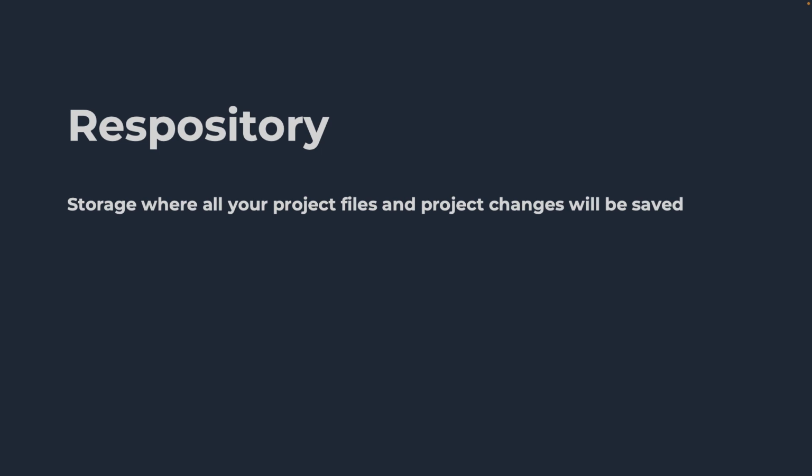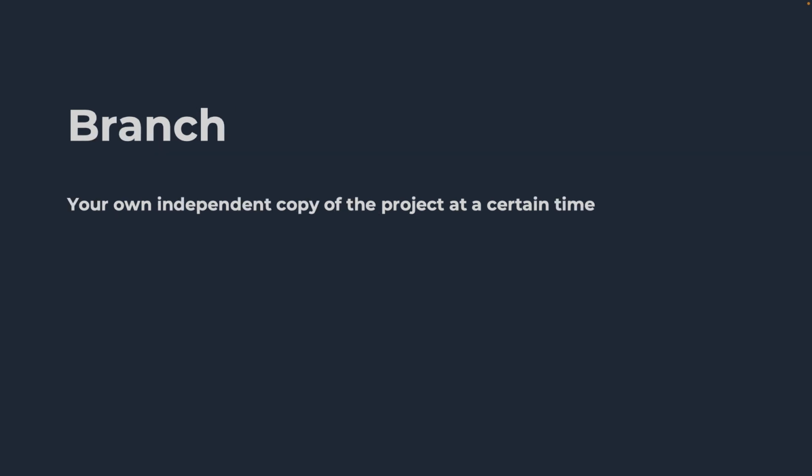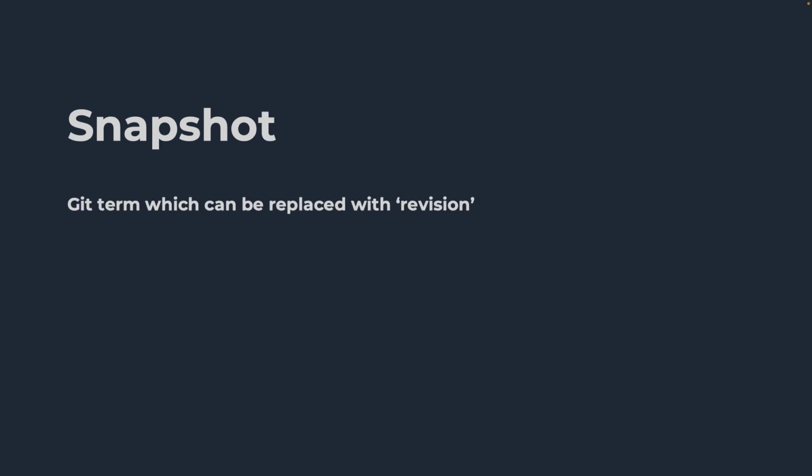A repository is basically the storage where all your projects and project changes will be saved. Then we have branches, and a branch is the main feature of code reviews. A branch is simply your own independent copy of the project at a certain time. With branches, snapshots are pretty important, which is a Git term that can be replaced with revision. With Git, you are tracking the entire workspace of a project folder with snapshots.